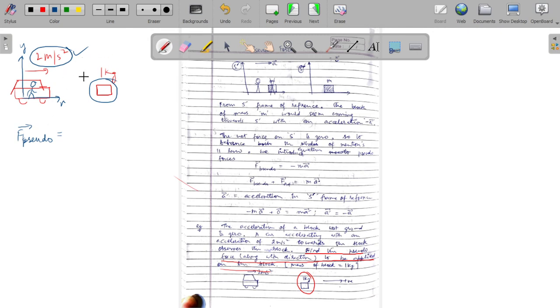Let's say the rightward direction is positive, so I will write minus 2 meters per second square. So I have reversed the acceleration and I multiply it with the mass I am trying to observe. I am observing mass 1 kg, so we'll multiply this acceleration with the 1 kg mass. So we get minus 2 newtons, and we can write the direction as minus i cap. So that direction is taken care of. This is the pseudo force which would be applied on this 1 kg mass.